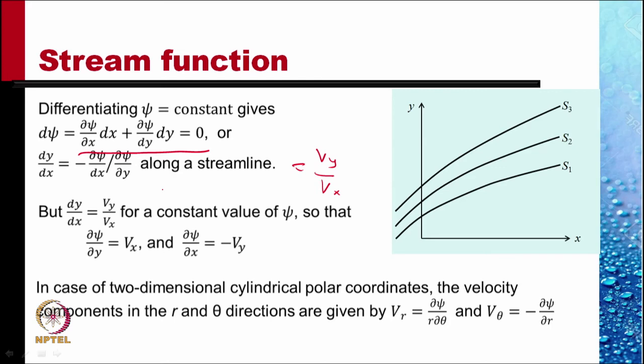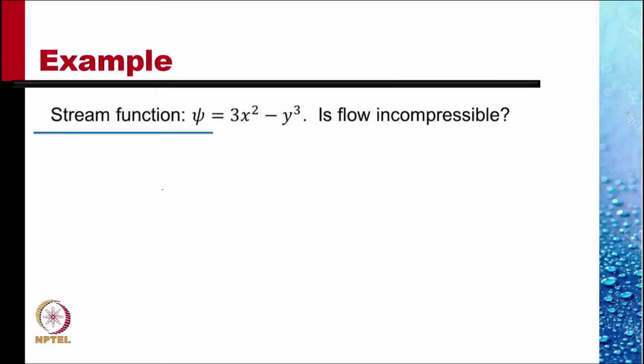Let's do an example. A stream function is given as ψ equal to 3x squared minus y cube. Is the flow incompressible? How can you find out whether the flow is incompressible or not from a stream function? Yes, we can find out the velocity components Vx and Vy from the stream function. Once we know Vx and Vy, we can test whether they satisfy the continuity equation or not.